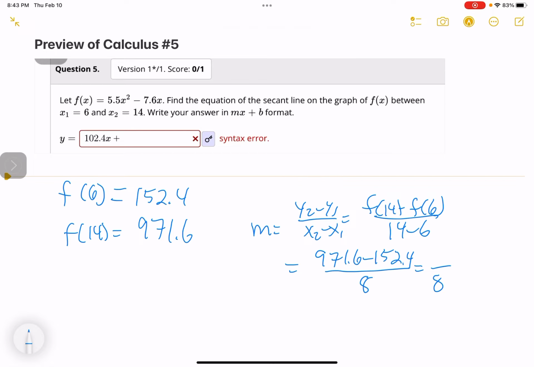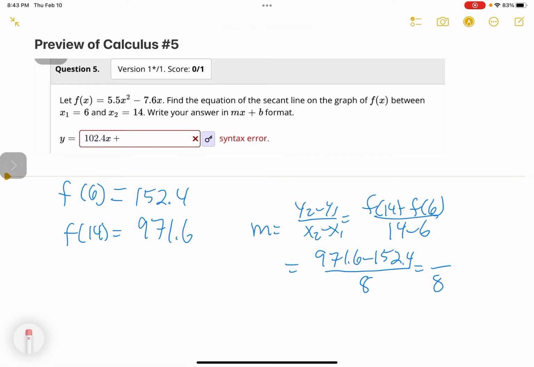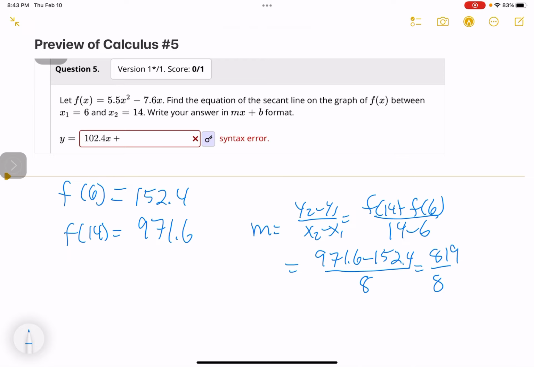So what do we have? 971.6 minus 152.4. I get 819.2. Not very good writing there. Sorry about that, I was busy looking at my calculator. 819.2, and if I divide that by 8, I get 102.4.